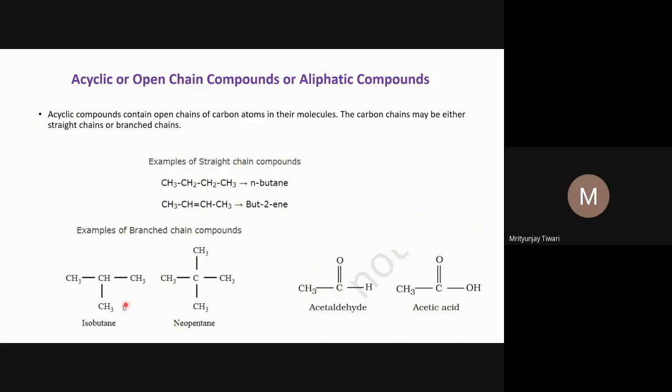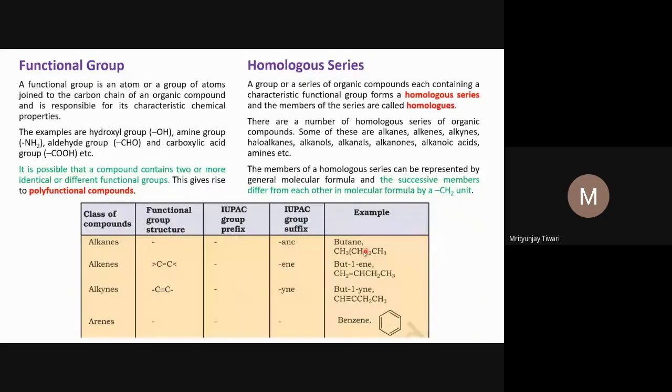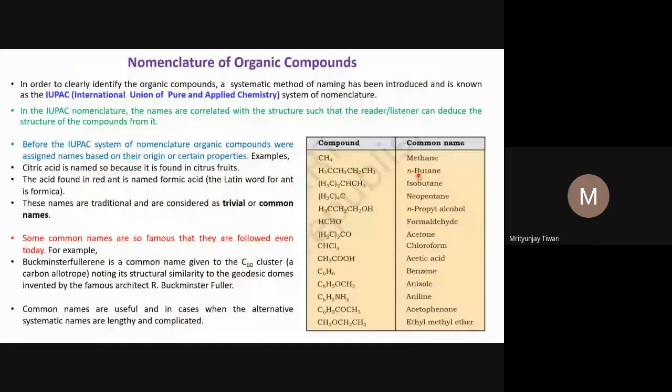The straight chain butane is called n-butane, normal butane. And this is isobutane. So what we see here in this case is n-butane, the straight chain compound, and this is isobutane, whose structure we have seen.